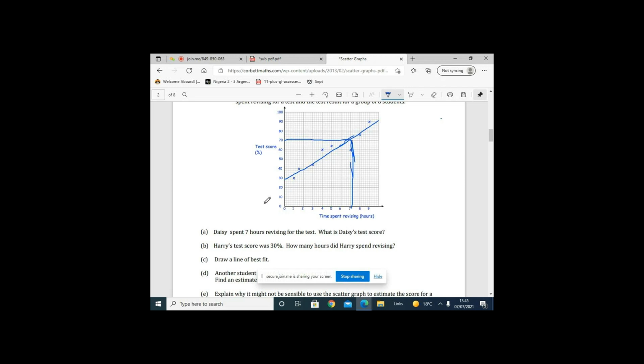Harry's test score was 30%. How many hours do you think he spent? So let's look at Harry. He scored 30%. So he didn't revise at all, because 30 is 0, isn't it?